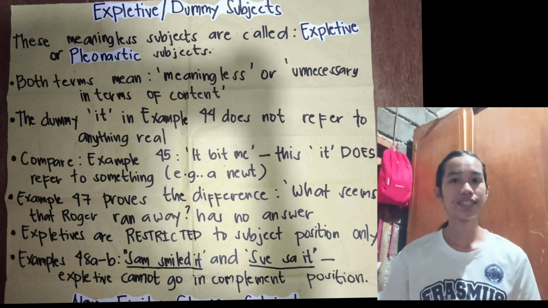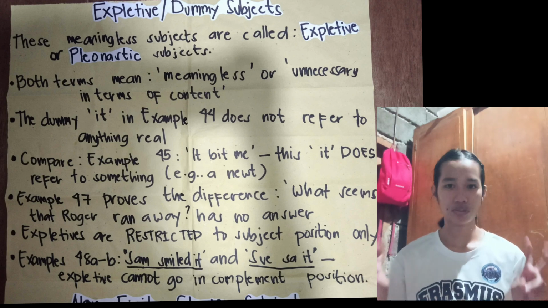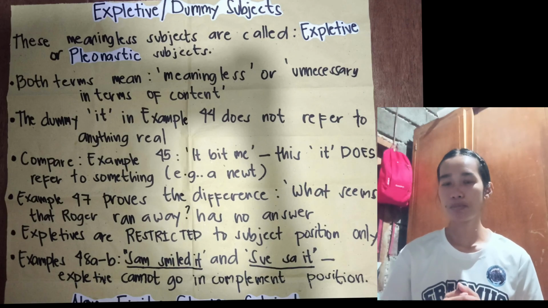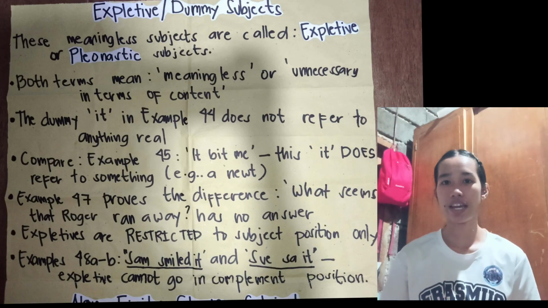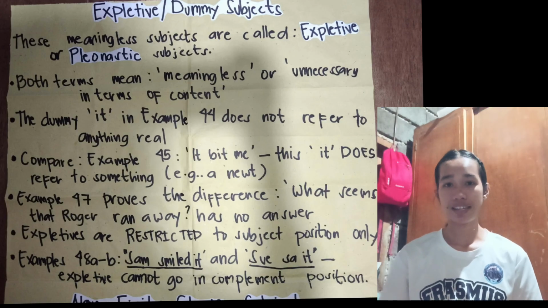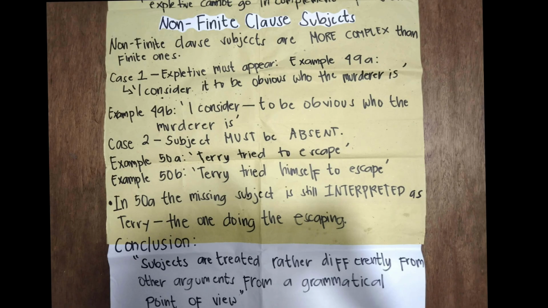The book also points out that expletives are restricted to the subject position only. You cannot put them in complement positions, as in examples 48a and 48b. So, Sam smiled it and Sue sat it are both ungrammatical. The last grammatical property I will cover is the subject of non-finite clauses. These are more complex. There are two cases.